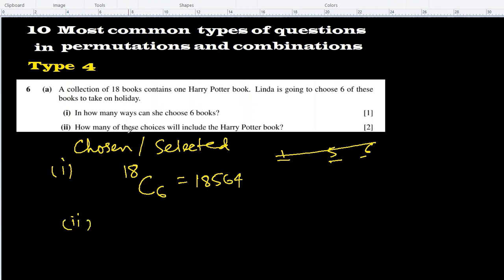Now, second part. In how many ways of these choices will include the Harry Potter book? Now the Harry Potter book has to be there and there is only one Harry Potter book. That means one Harry Potter book is selected, is there. No other option for that selection. We have to choose just 5 now from the remaining 17 books. And 17C5, that will be the answer, 6188.